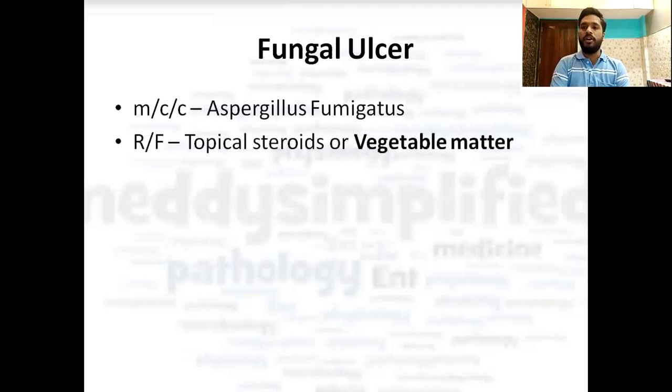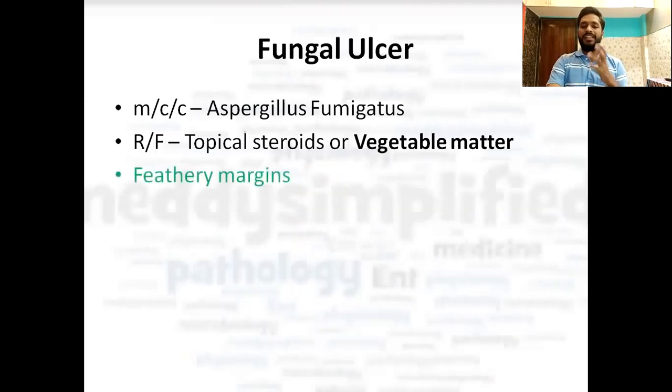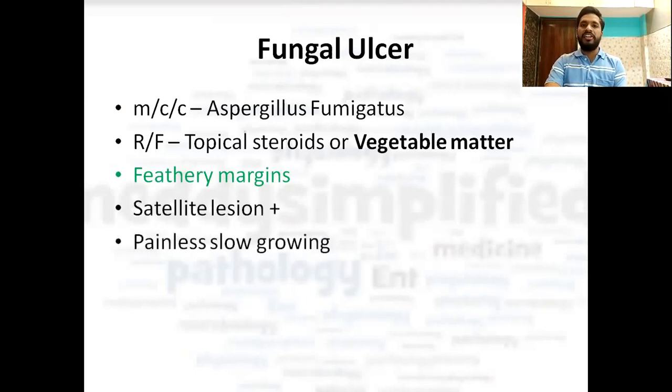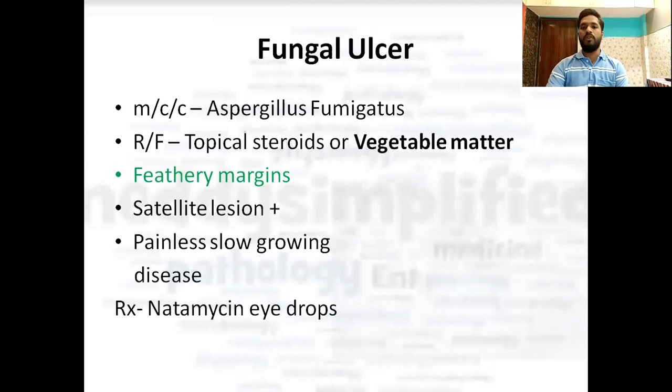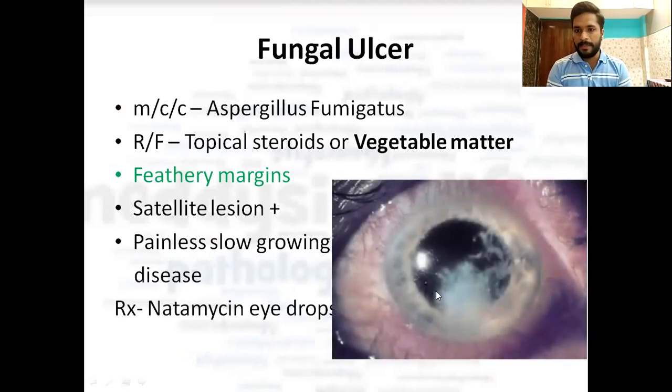Now going further, we'll talk about the fungal ulcer. The most common cause is Aspergillus fumigatus. The risk factors are chronic use of topical steroids or vegetable matter trauma. Any kind of vegetable hits your eye, and there is some fungus in it, and it may cause you a fungal ulcer of the cornea. What are the characteristics of this fungal ulcer? They have feathery margins and satellite lesions. It is a painless, slow-growing ulcer, and the treatment is natamycin eye drops. Now let's look at how the ulcer looks. You can see here the ulcer is having a feathery margin, like feathers at the margin. That kind of margin is there in the fungal ulcer.